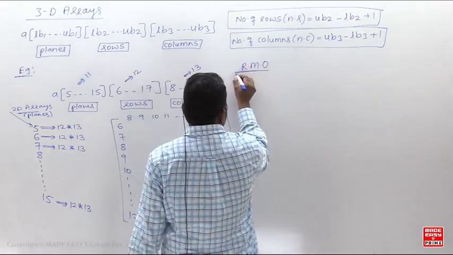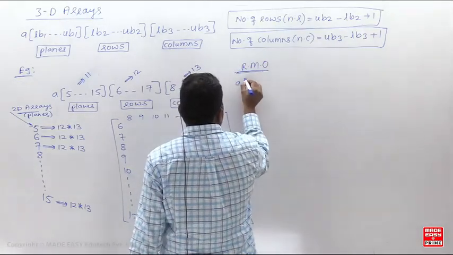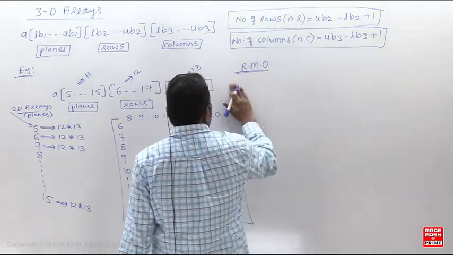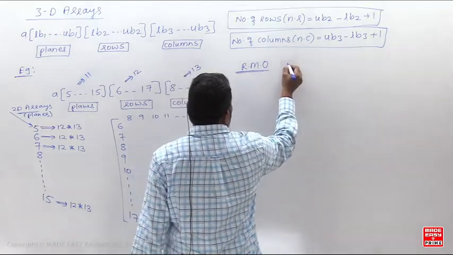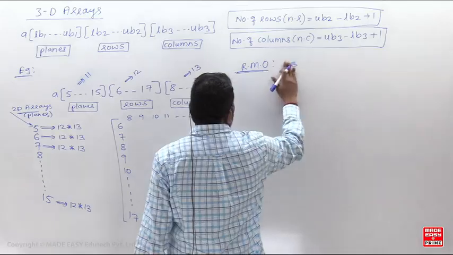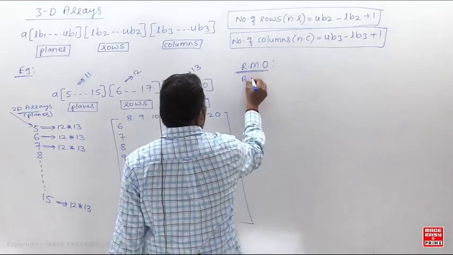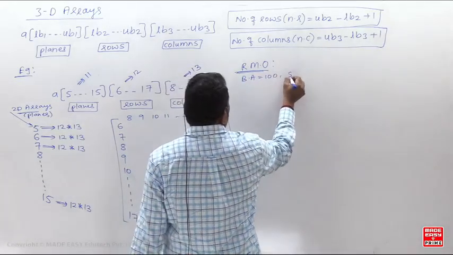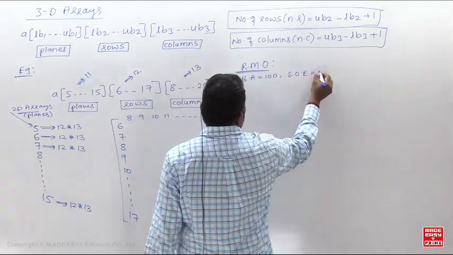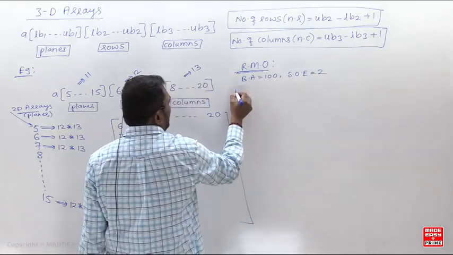Now first we will find out row major order. Keep the heading row major order. I want to find out the location of an element. Same thing: base address is 100 and size of the element is what? 2. Size of the element is 2 bytes.